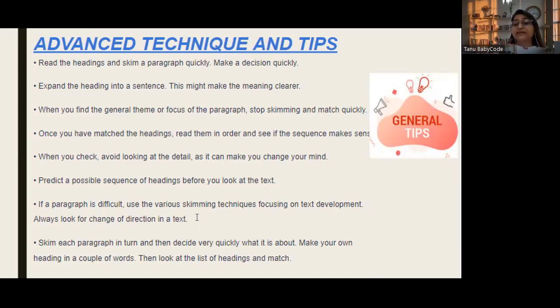So you can apply either read the text first or read the question first. When you are reading the question first, make sure you read all the headings clearly and then go to the paragraphs one by one.